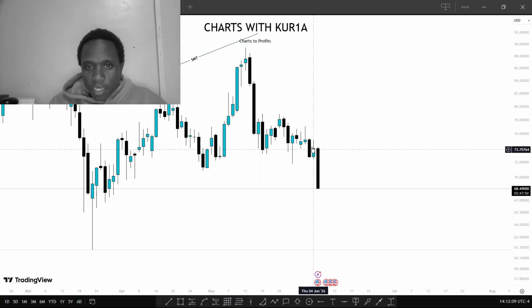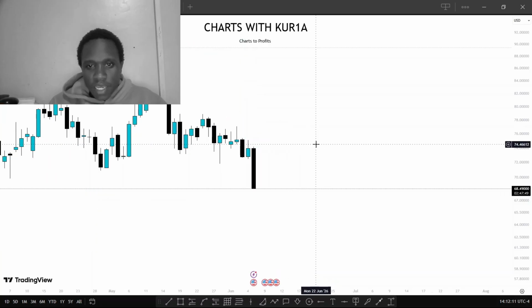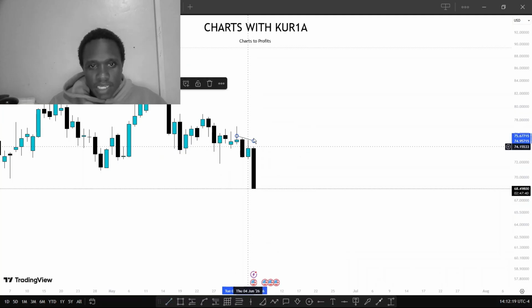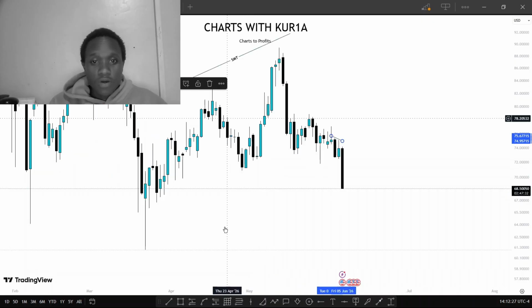Okay, so what does that become? It becomes a very powerful SMT because it's a daily SMT. Okay, so that becomes a daily SMT, and that means only one thing: if I can get a confirmation after NFP has dropped, I can look for shorts to the downside. Okay, and that is why you will notice that on the analysis that I sent on my Telegram channels. Let me just share that real quick.